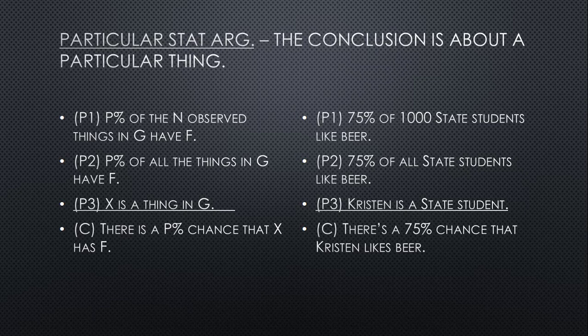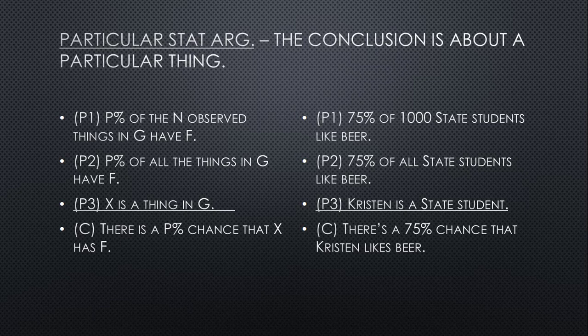And to look at a real-world possible example of this kind of argument, we can say here, first premise, 75% of 1,000 state students like beer. Second premise, 75% of all state students like beer.